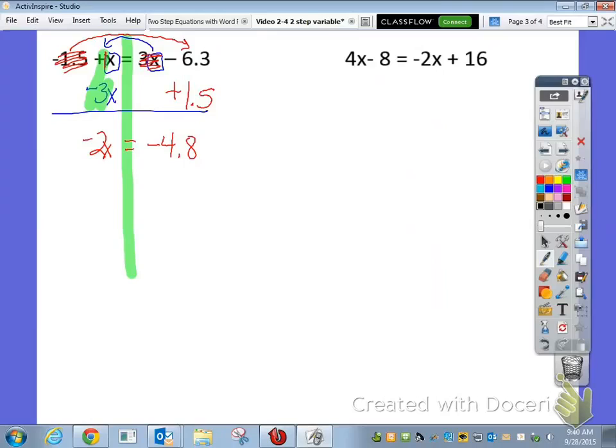And then you divide, so I divide by negative 2. You divide by whatever is by the variable. So x equals positive 2 and 4/10.